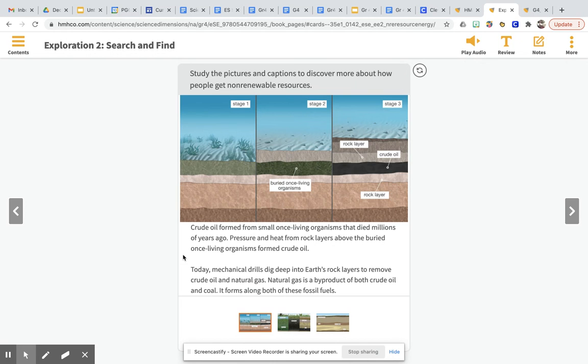Today, mechanical drills dig deep into the Earth's rock layers to remove the crude oil and natural gas. Natural gas is a byproduct of both crude oil and coal. It is formed along both of these fossil fuels.